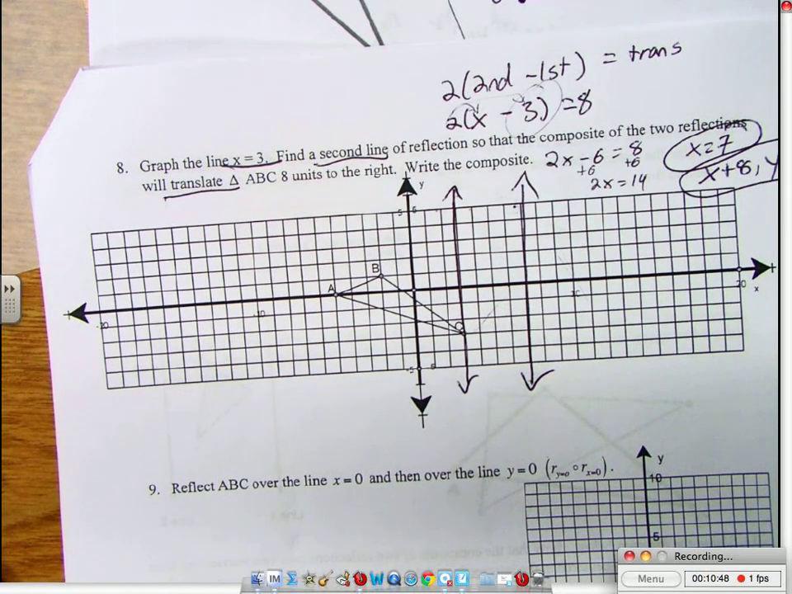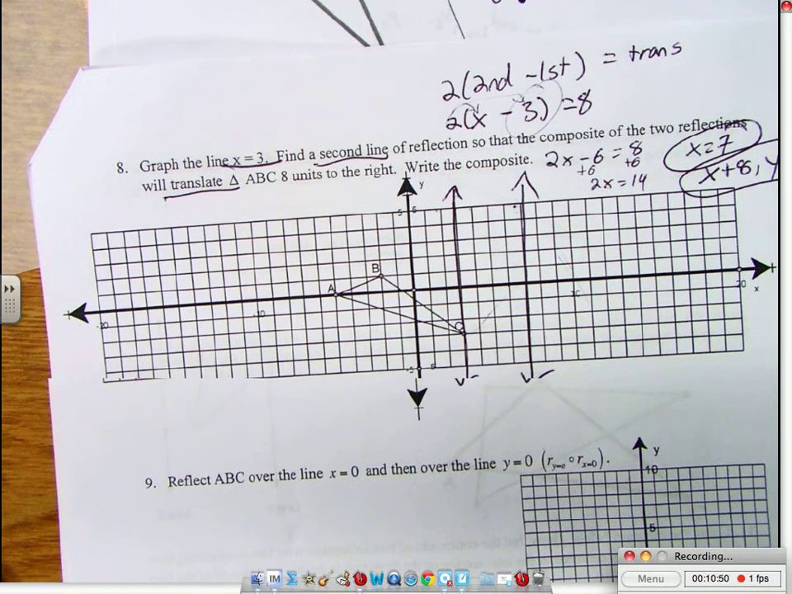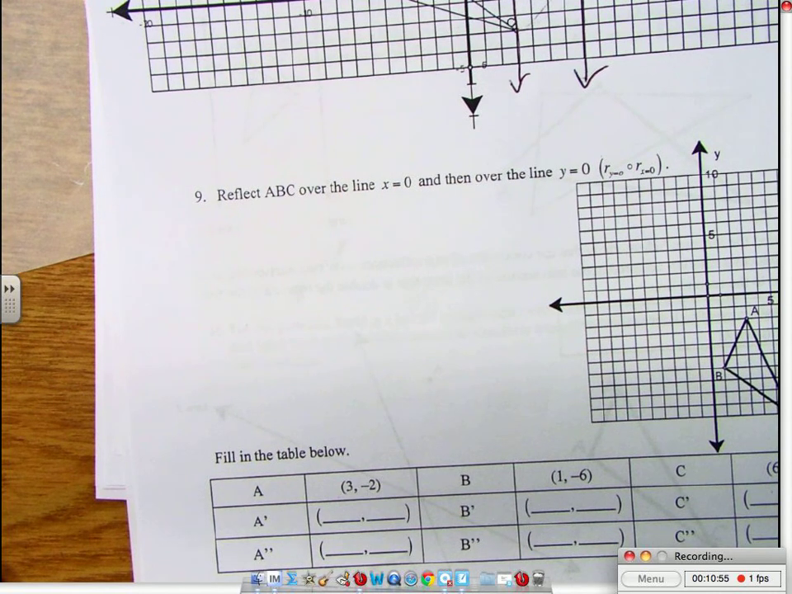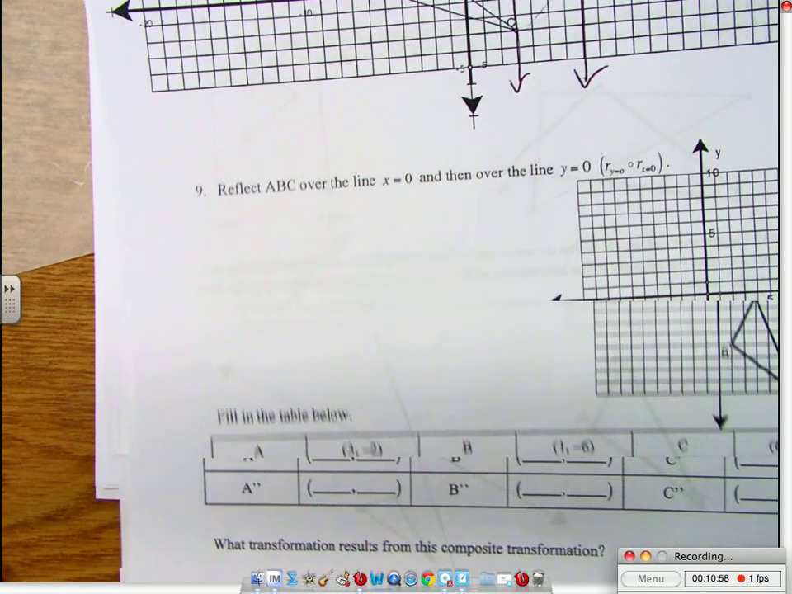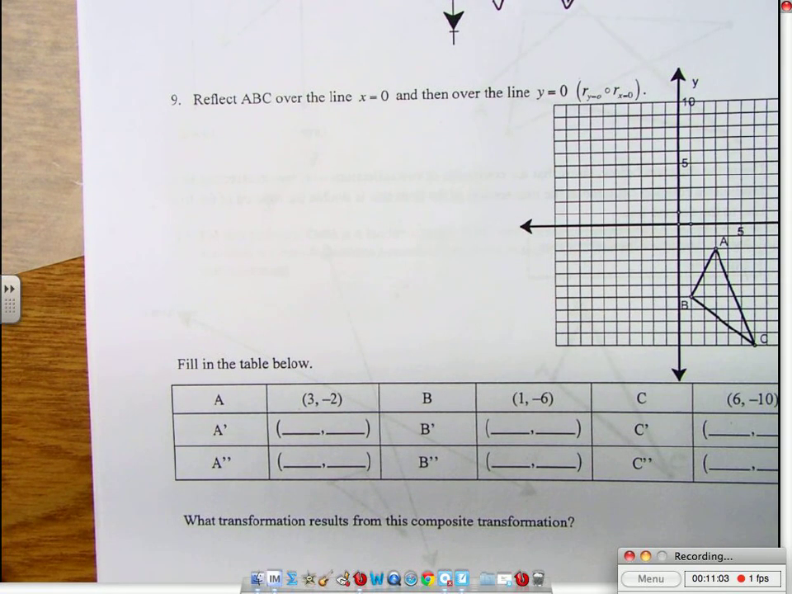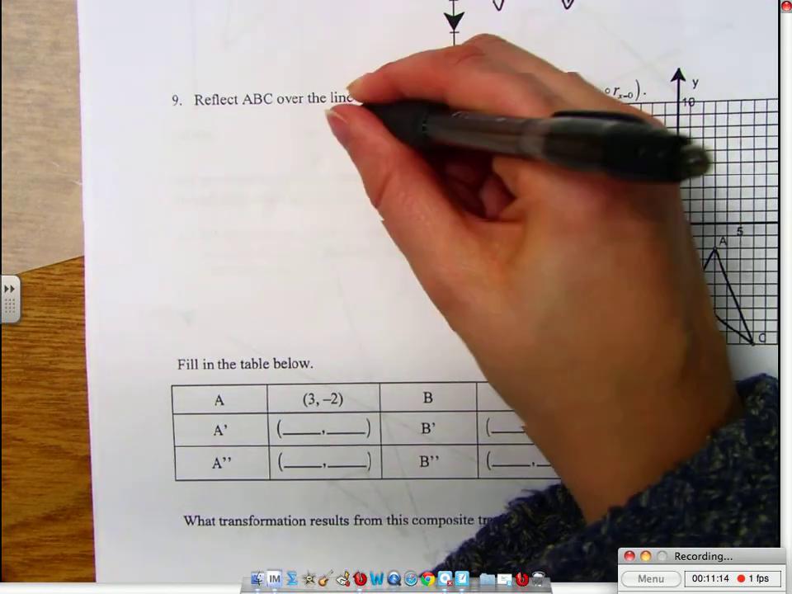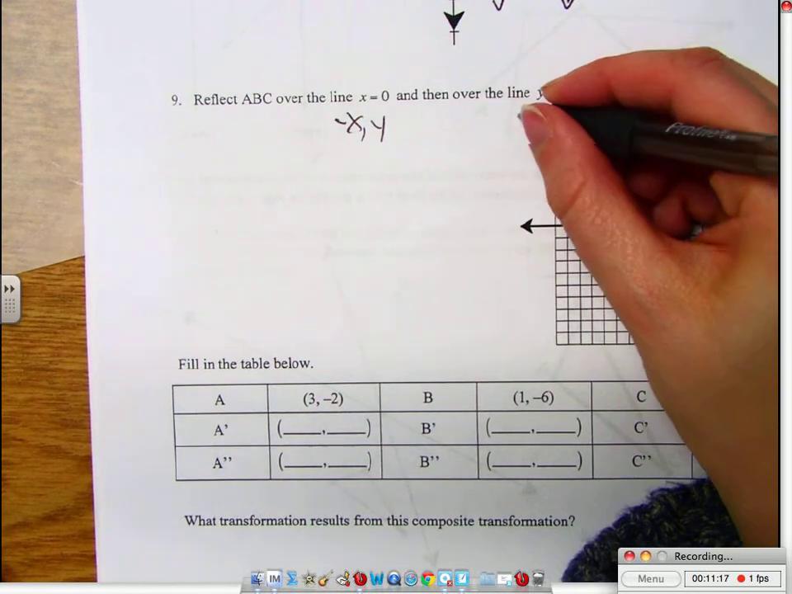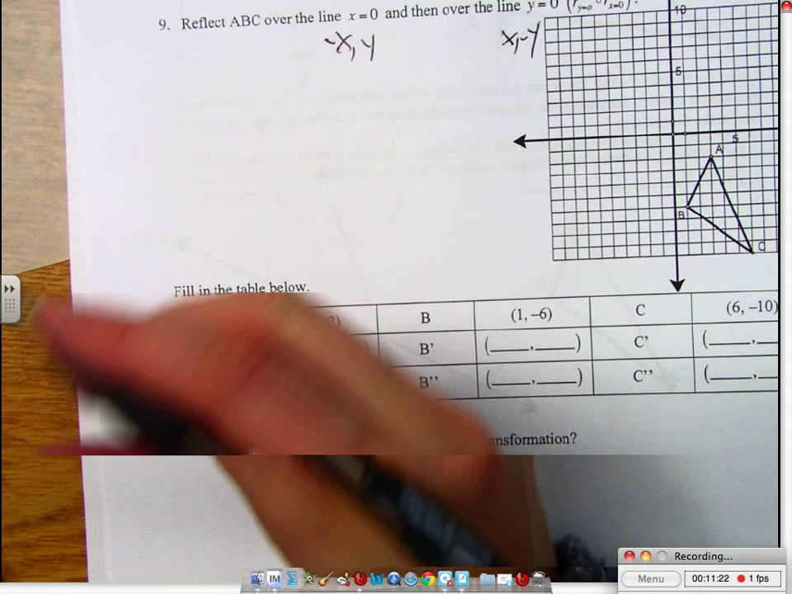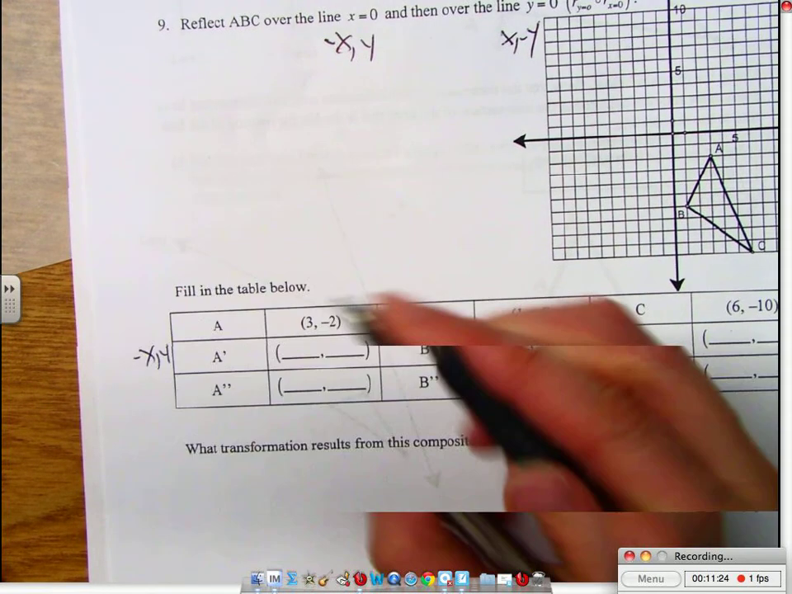Okay. Let's look at number 10. What about 9. Okay, this graph right here is not necessary, okay, but some people like it. I know some people get mixed up what x equals 0 and what y equals 0 are, so sometimes that helps. Okay, x equals 0 is, we're going to go negative x comma y. Y equals 0 is x comma negative y, okay? So that first line right here is negative x comma y. So I'm just going to change the sign of the first one all the way through.